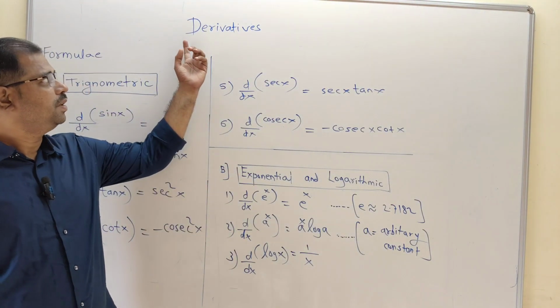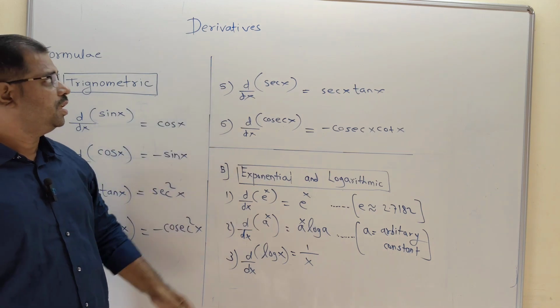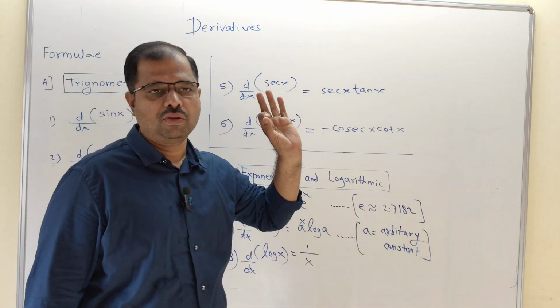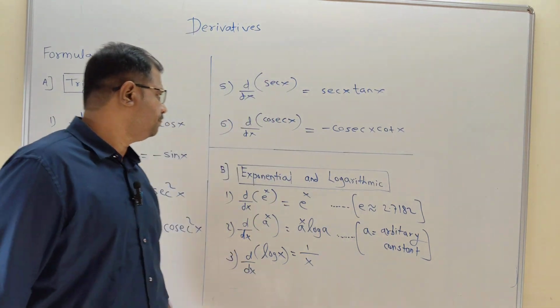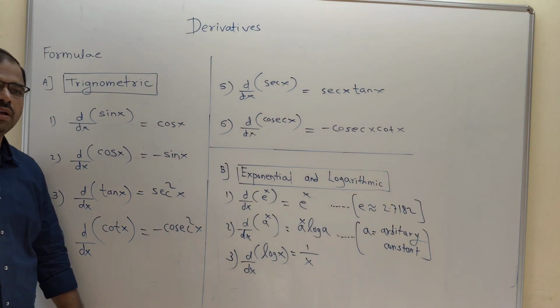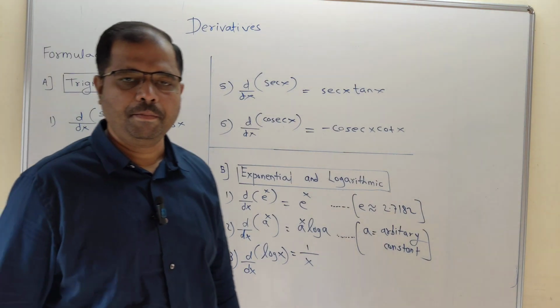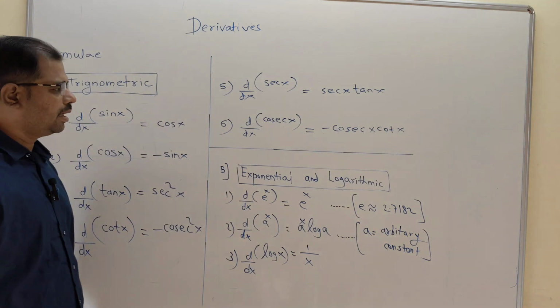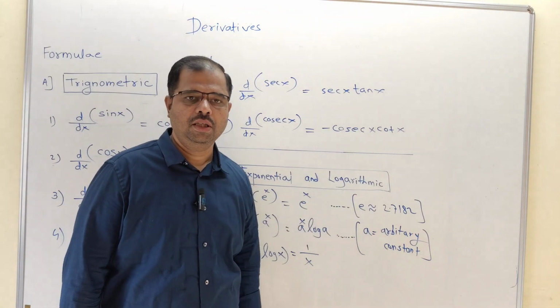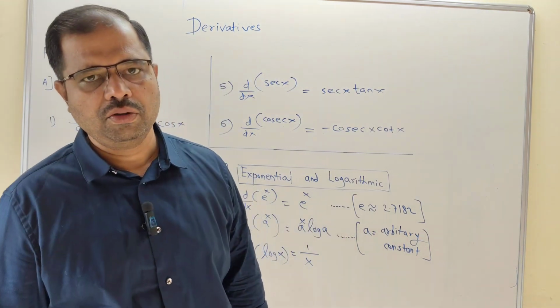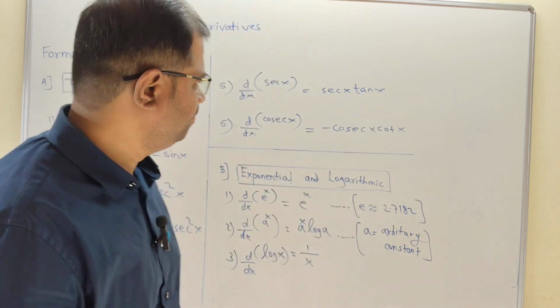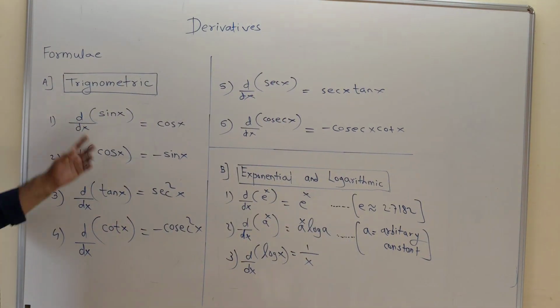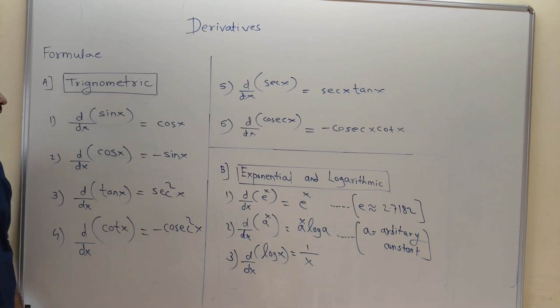बच्चों, आज हम देखेंगे डिफरेंशियल कैलकुलस का सबसे इम्पोर्टेंट टॉपिक, दैट इज डेरिवेटिव्स। डेरिवेटिव्स में हमें पहले देखना है फॉर्मूले। देयर आर फोर टाइप्स ऑफ फॉर्मूले। फर्स्ट इज ट्रिग्नोमेट्रिक, सेकंड इज एक्सपोनेंशियल एंड लॉगरिथमिक, थर्ड इज अलजेब्रिक एंड फोर्थ इज इनवर्स ट्रिग्नोमेट्रिक फंक्शन। Now we see first a trigonometric formulae.